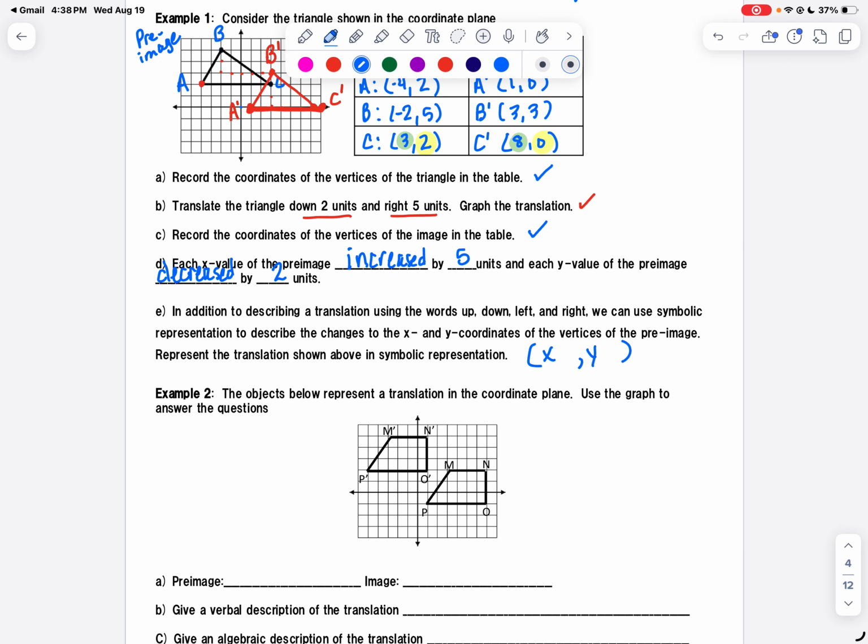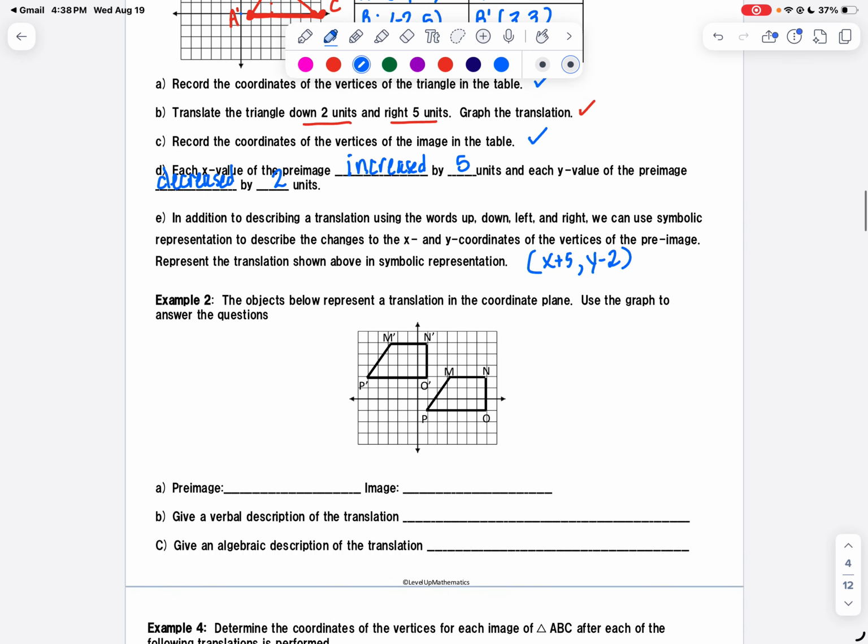Now, the x increased by 5, or it moved to the right 5. So that would be plus 5. The y values decreased by 2. In other words, they went down 2. So that would be y minus 2. So this is the symbolic representation of our translation. Each x value increased by 5, so plus 5, and each y value decreased by 2, therefore minus 2.